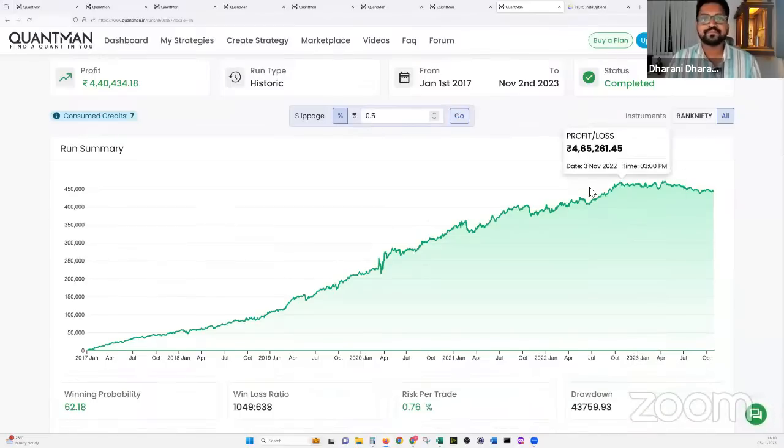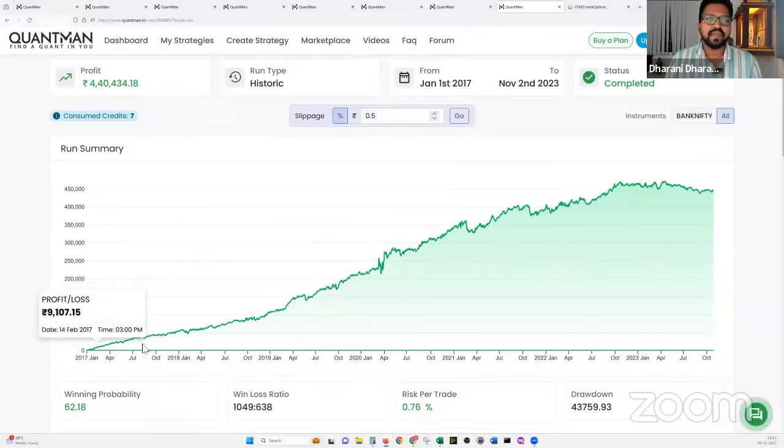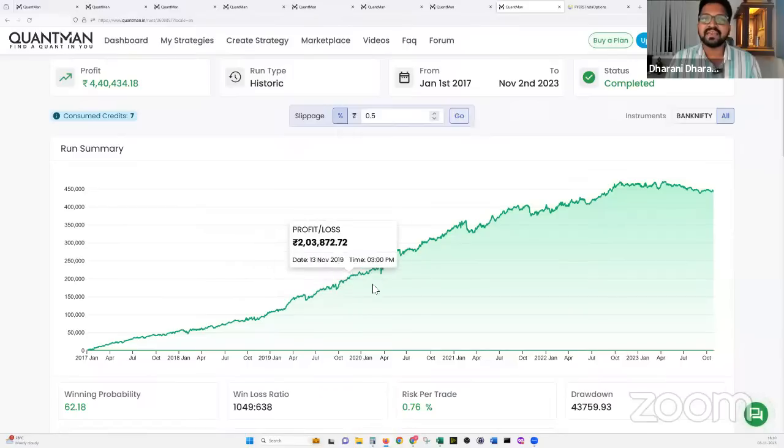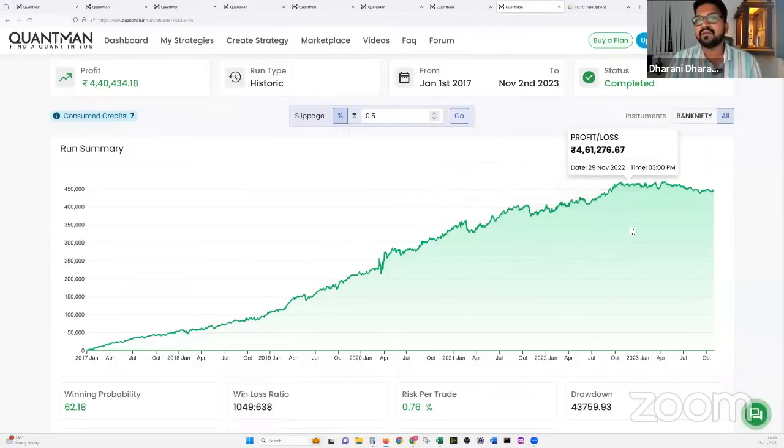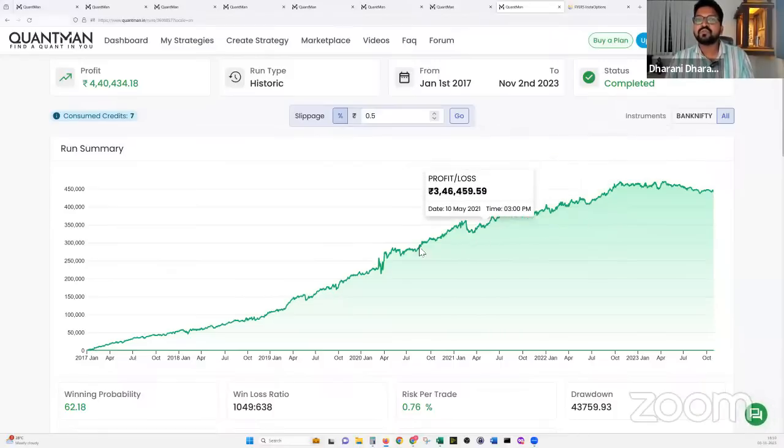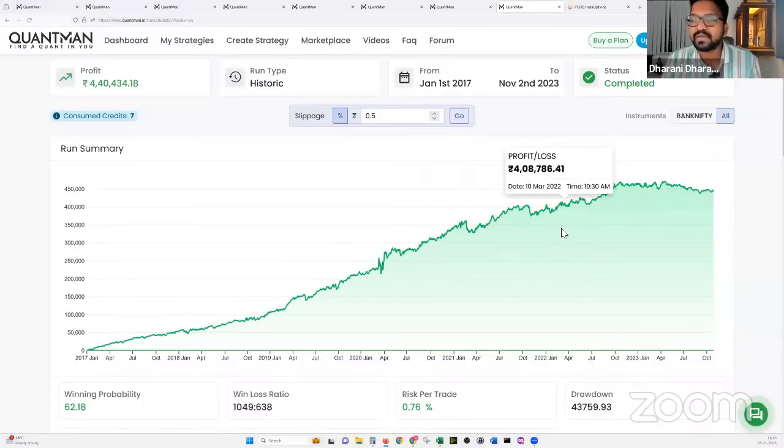You see, this strategy worked very well in the years 2017, 18, 19, and 20. Until February 21, it worked well. After that it was up and down, up and down, and it has never been profitable in the last 1 year, from October till this November. Those who believed that this strategy worked very well would have suffered a lot during the years 2021, 2022, and 2023.